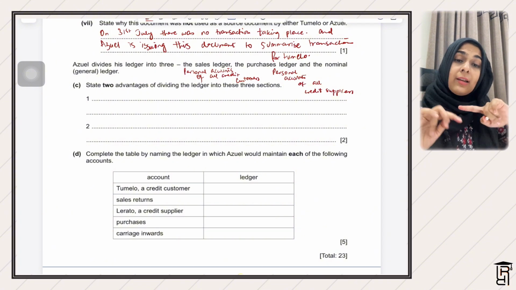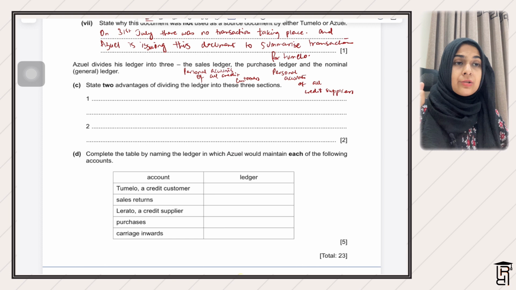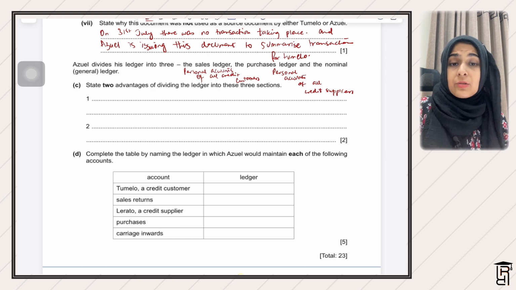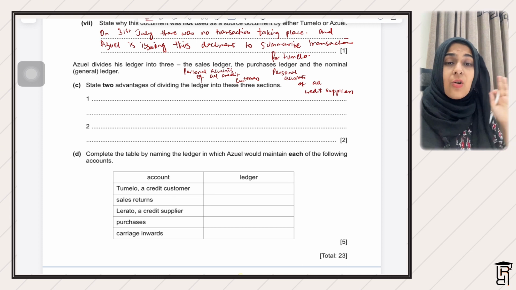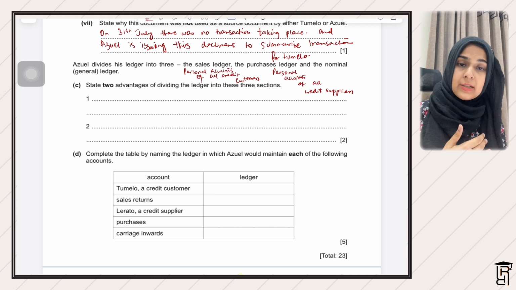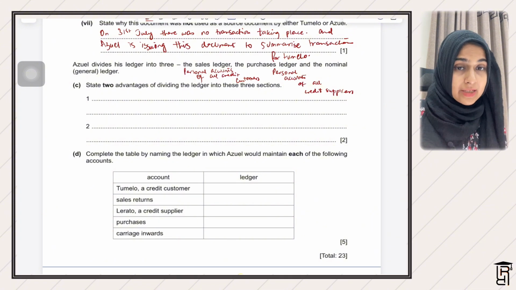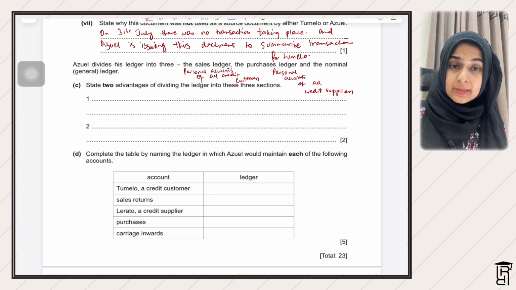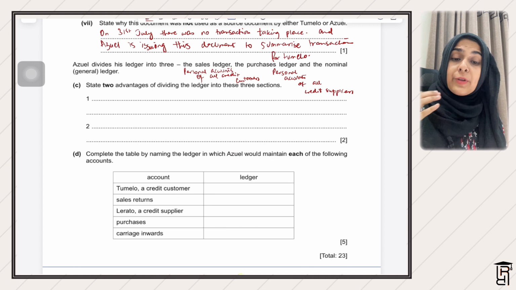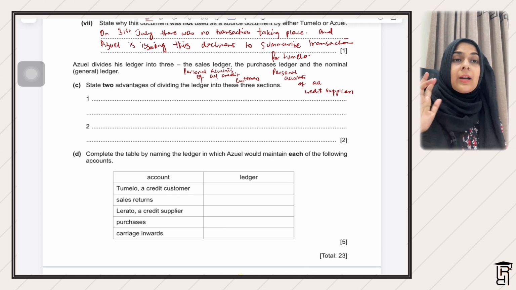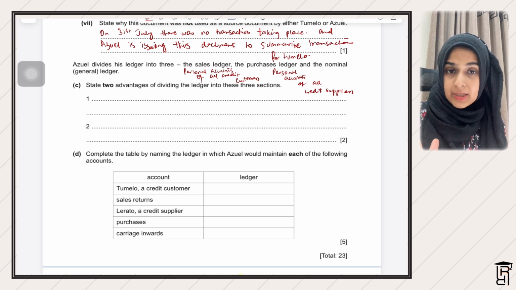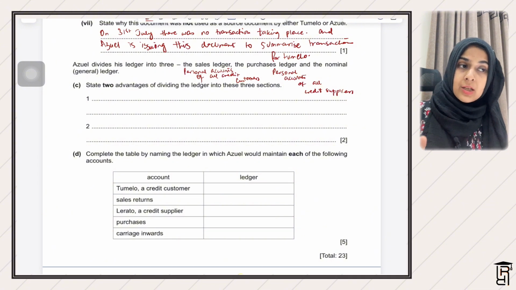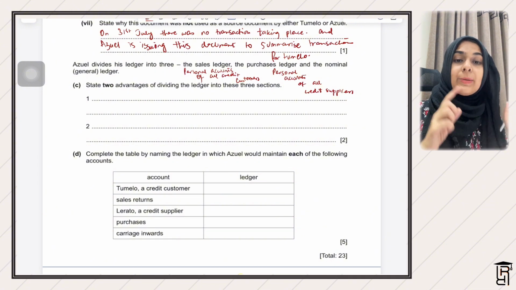All the other T accounts, which are not bank and cash, and not customers' accounts, and not suppliers' accounts, must go into the nominal ledger. So the sales ledger will have trade receivables personal accounts, the customers to whom we are selling goods on credit. The purchases ledger will have trade payables T accounts, the suppliers from whom we are buying goods on credit. And then the cash book will have the bank and cash T account. So all the other accounts other than these will be in the nominal ledger.